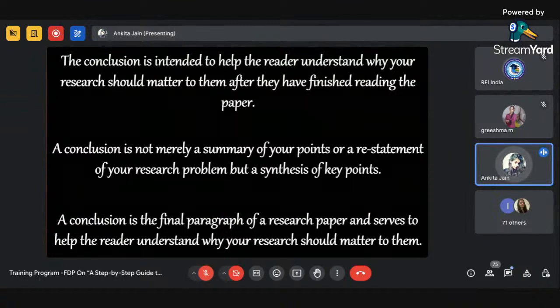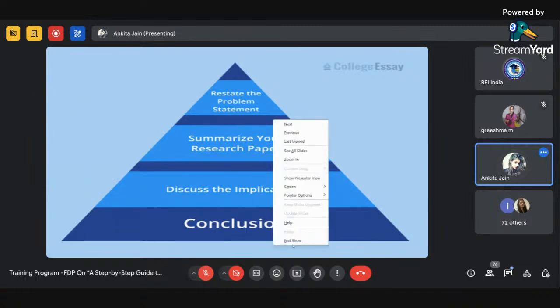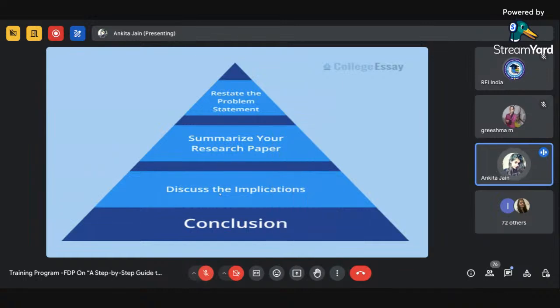It serves to help the reader or researcher understand why the research should matter. So ultimately, it should be a small paragraph. Now, restate the problem statement, summarize your research paper, then discuss the implications, and finally write the conclusion. If you have read chapter 2, the review of literature, you must have heard about the problem statement, research statement, research questions, or something like that. After doing that, you have to summarize your paper.